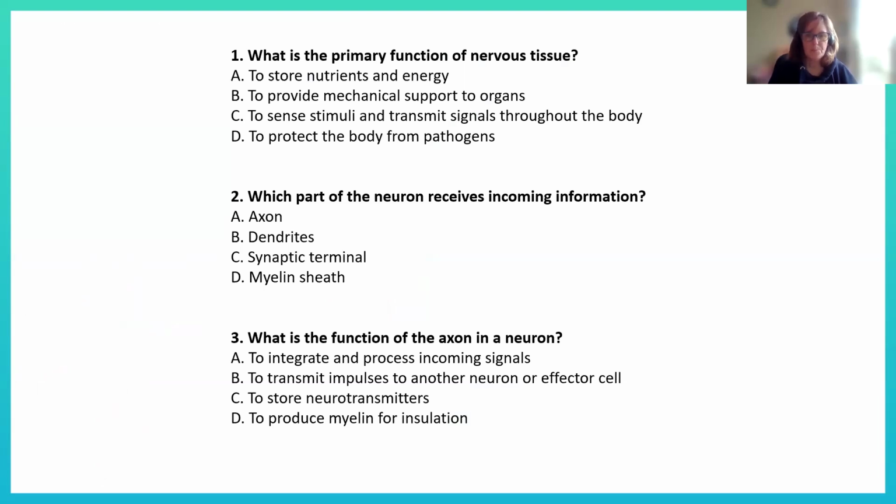Okay, let's have a look. A couple of questions. What is the primary function of the nervous tissue? Which part of the neuron receives incoming information? And what is the function of the axon in the neuron? Have a little go at those and see how much you can remember. I'll just pop the chat up. If you don't fancy putting it on the screen, that's fine. You can just leave it on your rough paper, but do read through and have a go because it will help you with your understanding.